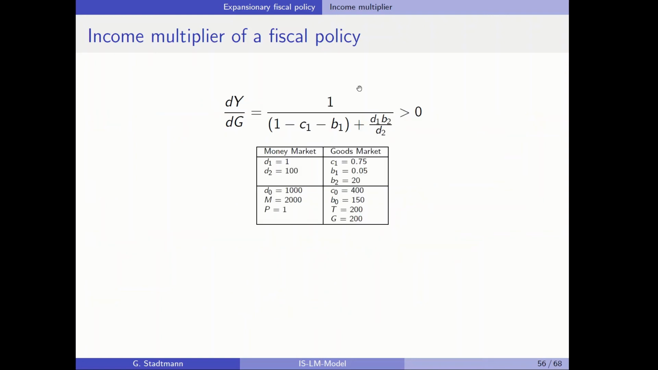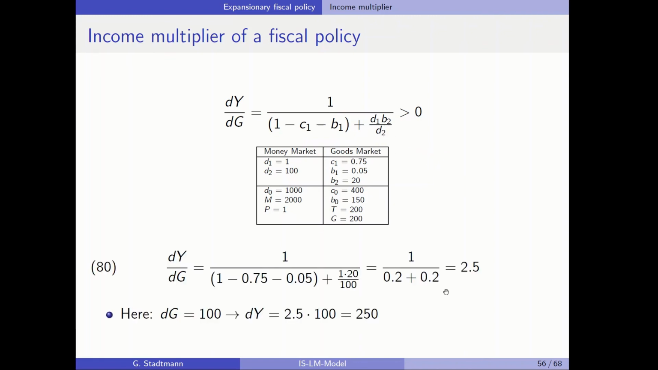By how much does GDP increase? Let's plug in all the information we have for these parameters here. Then we get the result that dy over dg is equal to a positive 2.5. This is what we expected, so that when government increases government spending by 1 unit, GDP is up by 2.5 units. And in case that government spending is up by 100 units, then GDP is up by 250 units.